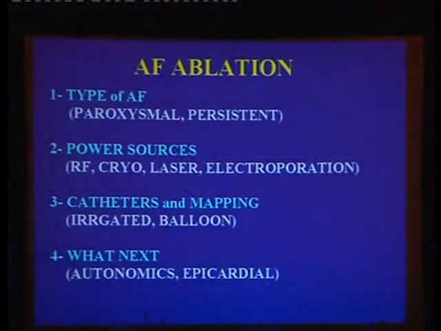So just a few introductory slides. For AF ablation, we need to talk about the type of atrial fibrillation. Are we ablating paroxysmal AF or persistent AF? For those of you starting an AF ablation program, paroxysmal AF is simpler to do than persistent AF, and paroxysmal AF with a good PVI procedure has a good chance of controlling AF. Sometimes a second procedure is needed, but a lot of patients are greatly ameliorated by their AF ablation procedure.